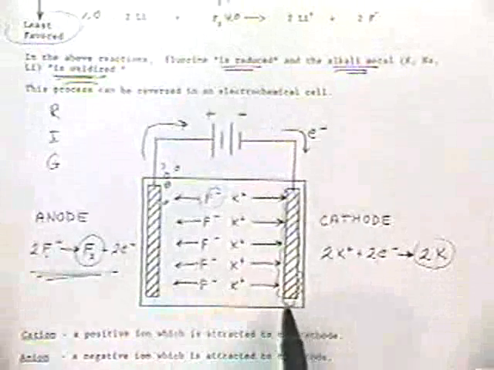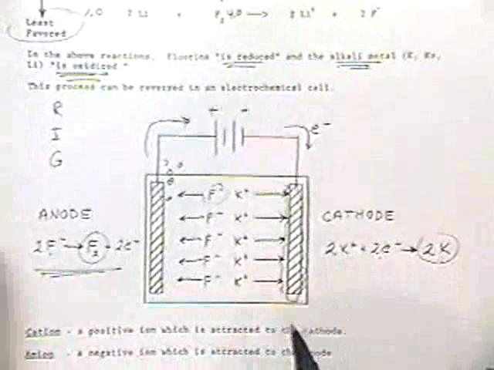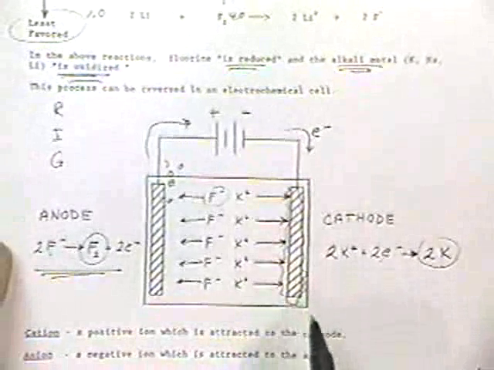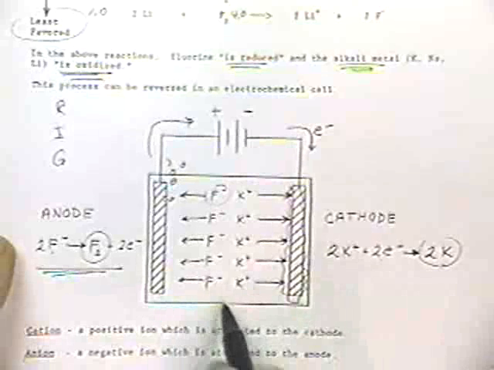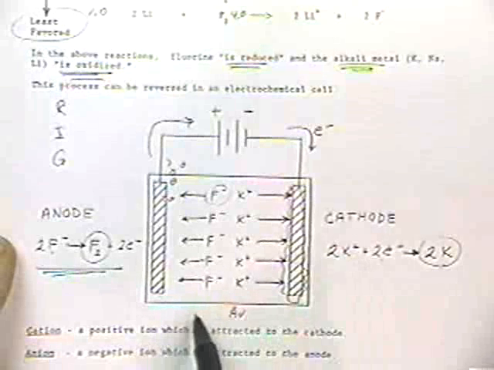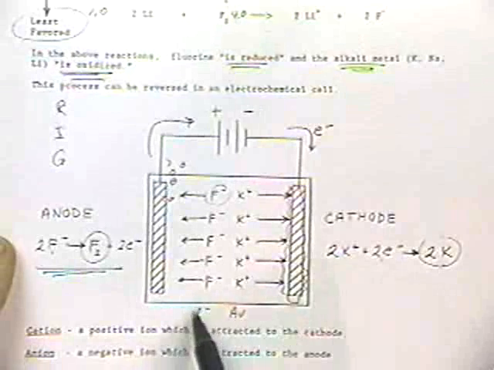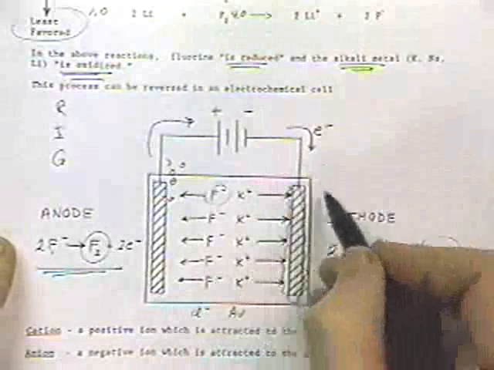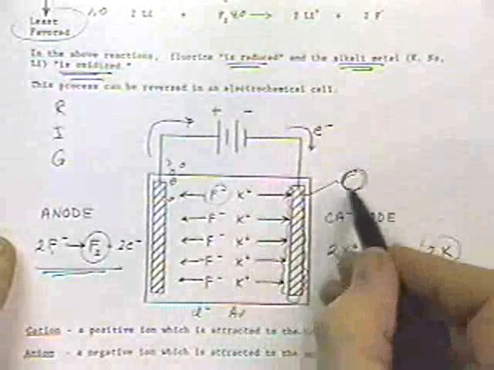Now this is used commercially. For example, let's say you had some jewelry and you wanted to gold plate it. What you would do is form a solution of gold salts, maybe gold chloride, for example, and take your jewelry and attach a wire to it. So let's say that this is a ring.